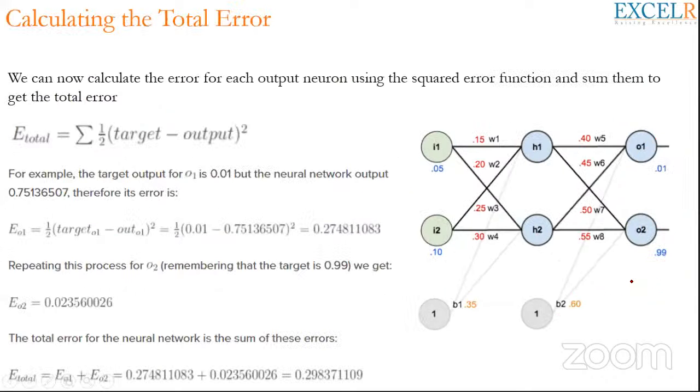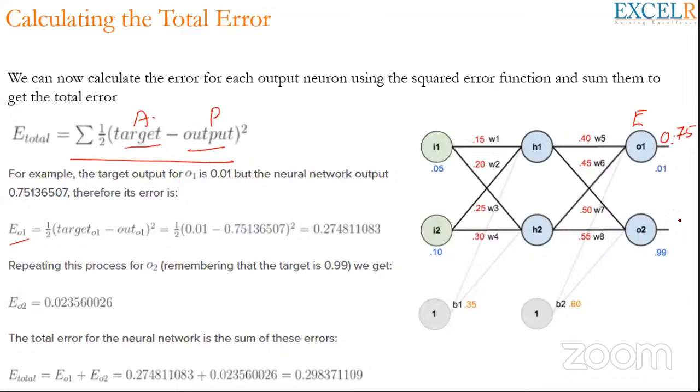Now let us see how to compute it. The error we are going to compute with this formula. Total error is equal to half of (target minus output) squared. Target is the actual value. Output means the predicted value using this network. And when you plug in for E01, we have predicted 0.75 at this node.